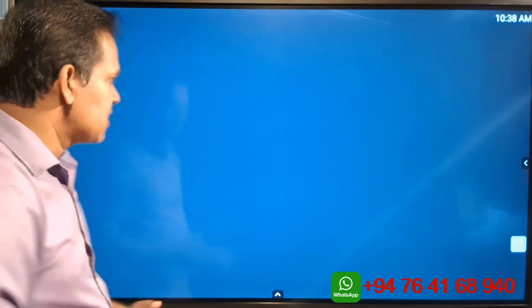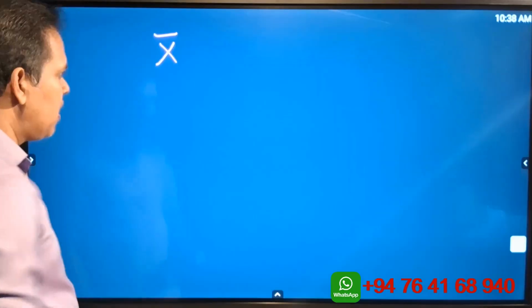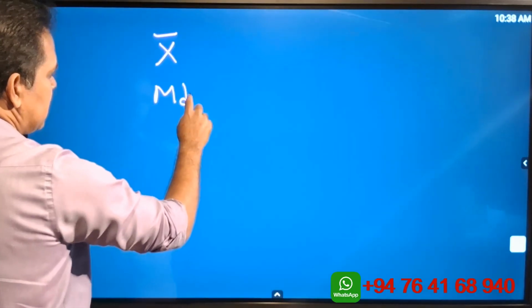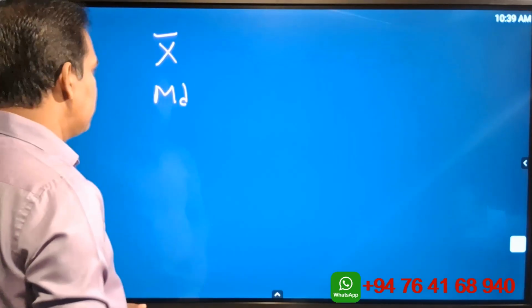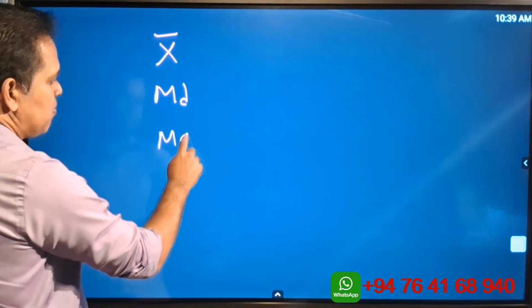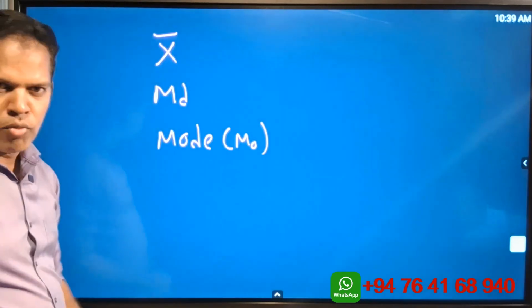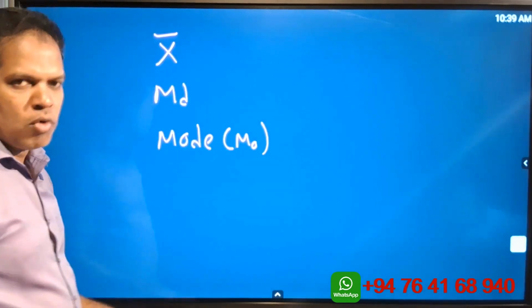Before, we discussed two measures. What are those? Mean, which can be denoted by x bar. After that, the median was discussed. What is the notation of that? MD, capital M, simple D. Today we are going to discuss mode. Shortly we can denote it MO. That's the notation of the mode.